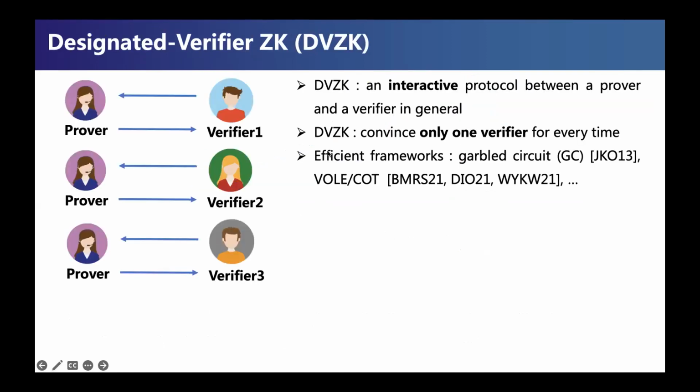Designated-verifier ZK, that is DVZK, is often an interactive protocol between a prover and a verifier. DVZK can convince only one verifier every time. DVZK can be constructed under different frameworks, such as garbled circuits, VOLE, COT, and so on.